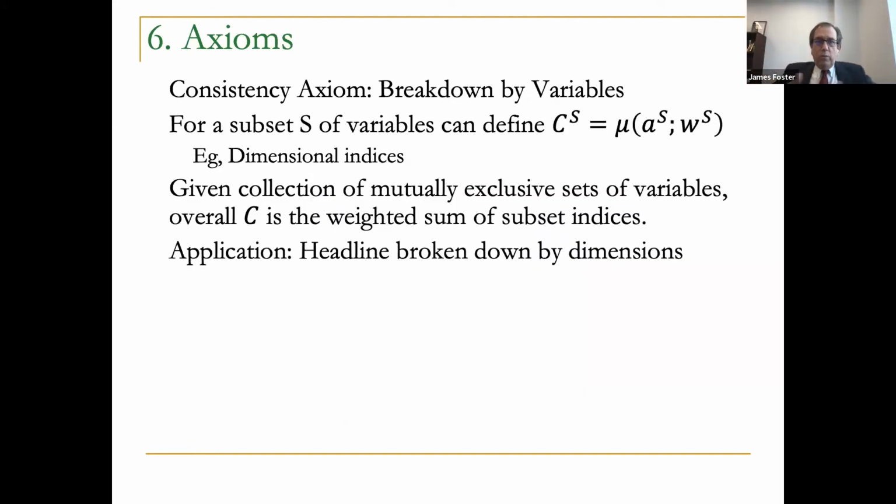Consistency axioms: dig within the measure and look at a subset of variables, and define a statistical capacity subset index, CS, on that basis. These could be dimensional indices. We have 4 dimensions. Here are the 4 sub-indices. Given a collection of mutually exclusive sets of variables, overall C is the weighted sum of these subset indices. That's the breakdown by variables.